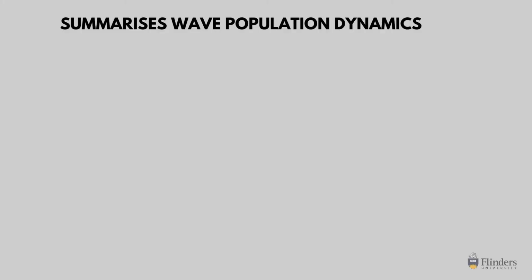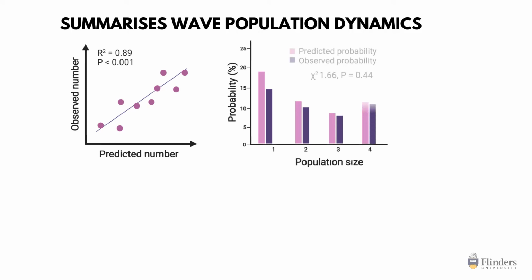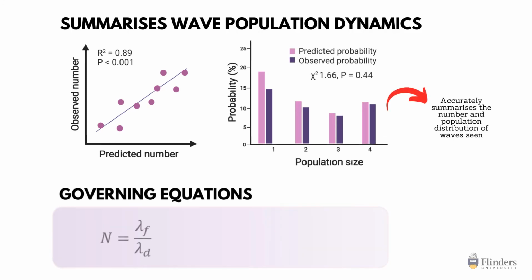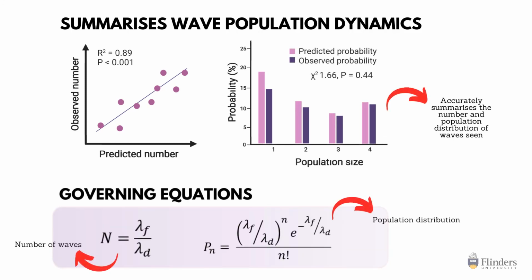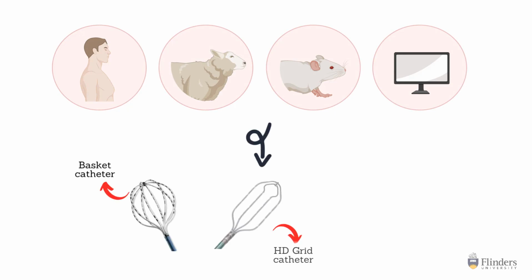Our research findings show that not only does the infinity model summarize wave population dynamics, it also presents governing equations that may be useful for further understanding AF, such as why we may see certain wave phenomena more commonly than others. These equations seem to apply over various model systems such as humans, sheep, rats, and computer simulations, as well as across data acquired from various methods such as basket and HD grid catheters and optical mapping, suggesting robustness.